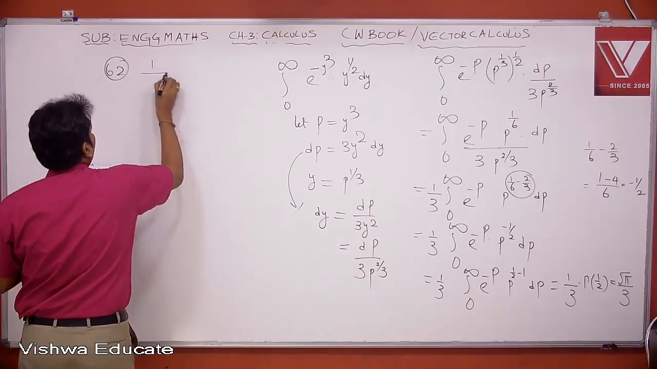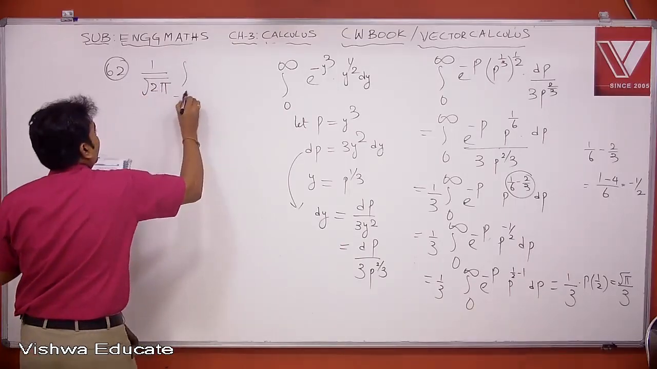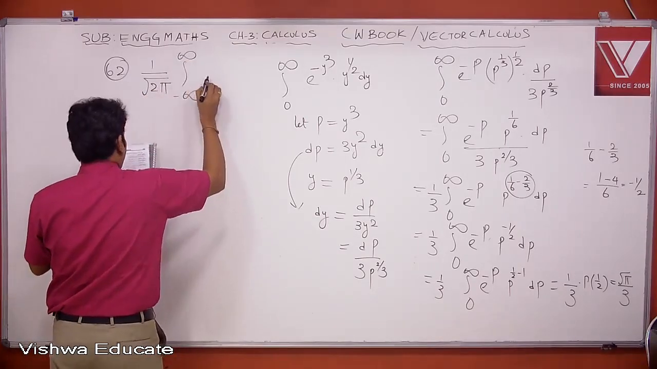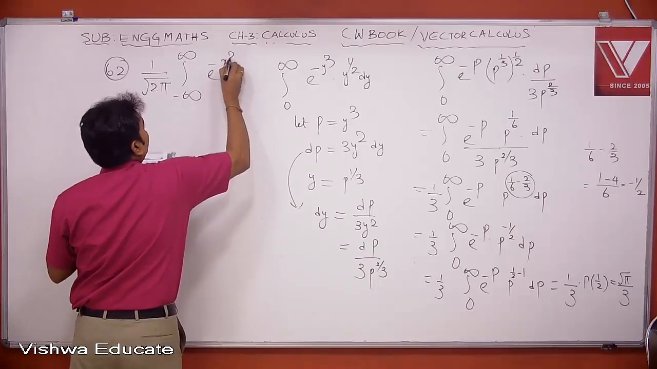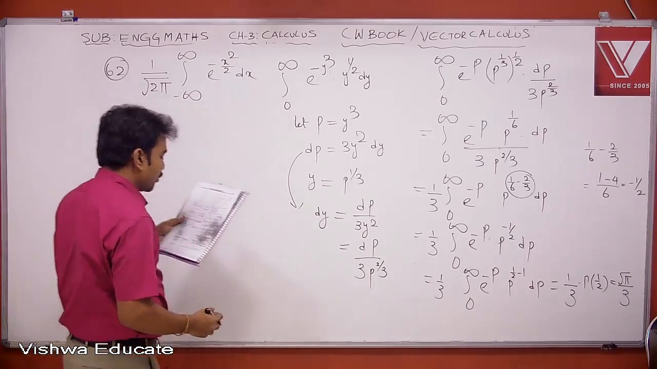Now let us move to question number 62. The integral 1 by square root of 2 pi into integral minus infinity to plus infinity e power minus x square by 2 dx is, options are given.